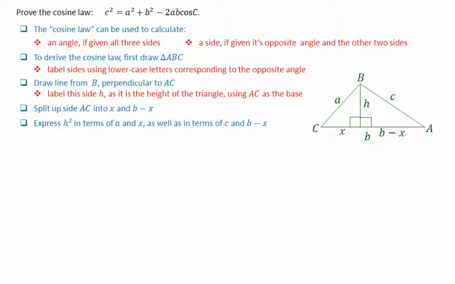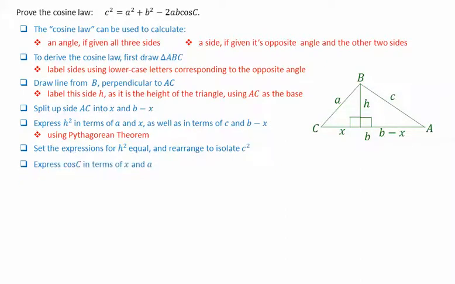We'll express H squared in terms of A and X, as well as in terms of C and B minus X using the Pythagorean theorem. We can then set the expressions for H squared equal and rearrange to isolate for C squared. We can then express cosine of angle C in terms of X and A. We'll then isolate for the X and substitute this to obtain the cosine law.